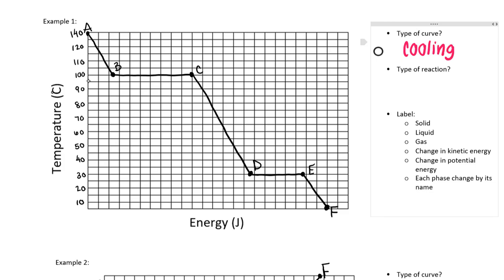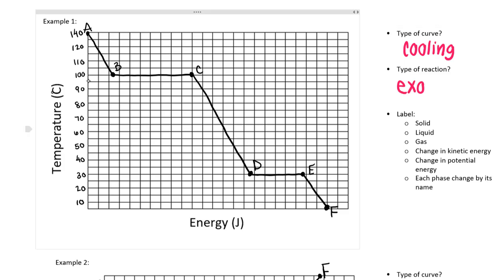Next, is the cooling curve endothermic or exothermic? If it's endothermic, energy is entering the system. If it's exothermic, energy is exiting the system. In order for a substance to cool down, it needs to lose heat energy. So energy is going to have to exit or be released. Cooling curves are always going to be exothermic.